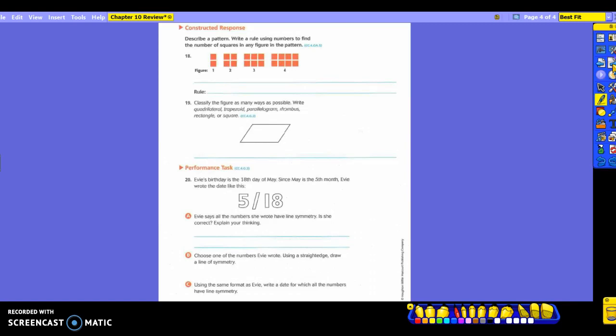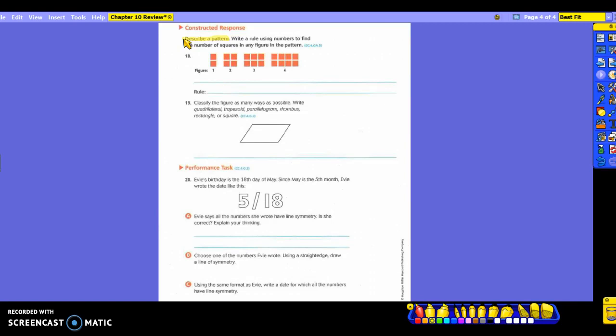And let's read, please. Describe a pattern. Write a rule using numbers to find the number of squares in any figure in the pattern. So the first thing we have to do is what? Describe that pattern. So let's highlight to make sure we do that. Some of you didn't do the description yesterday. You found the answer, but you didn't give me a description.